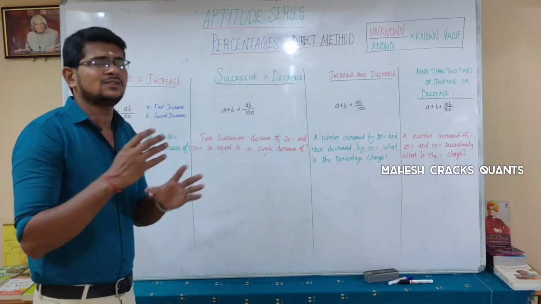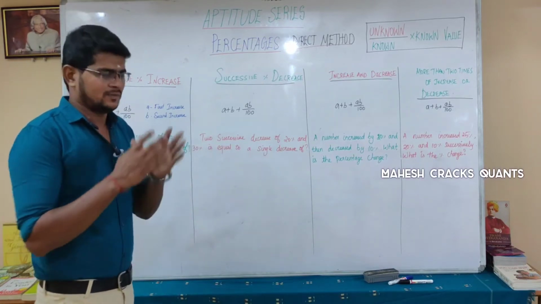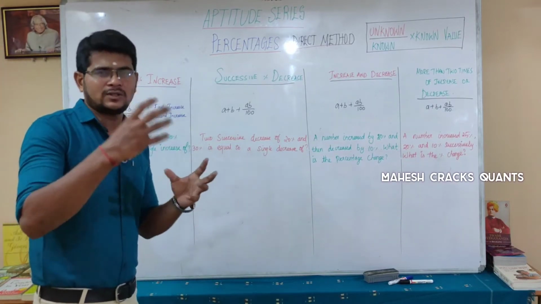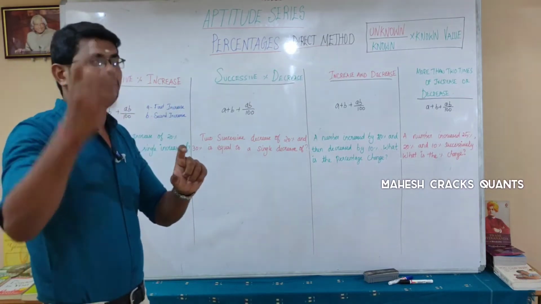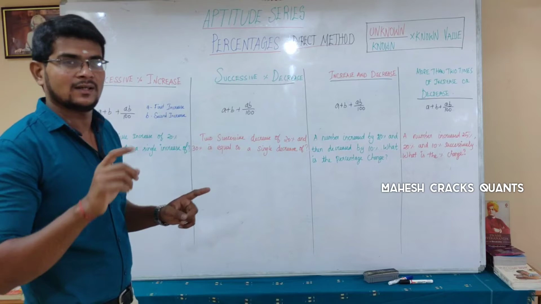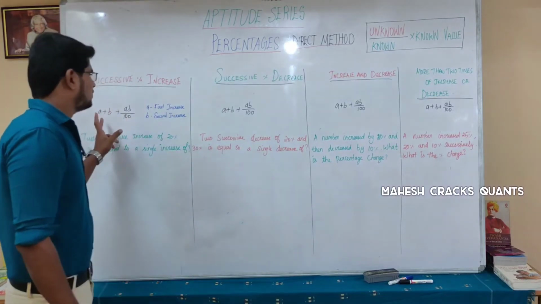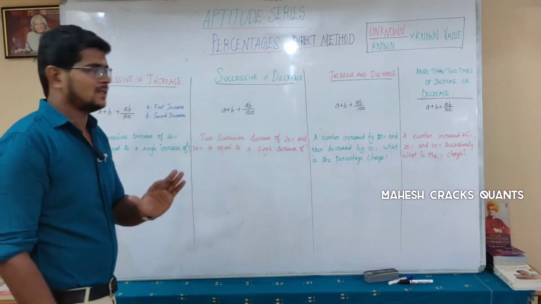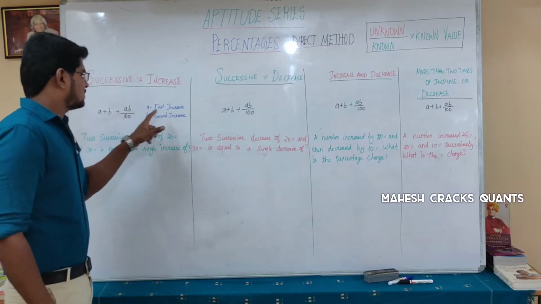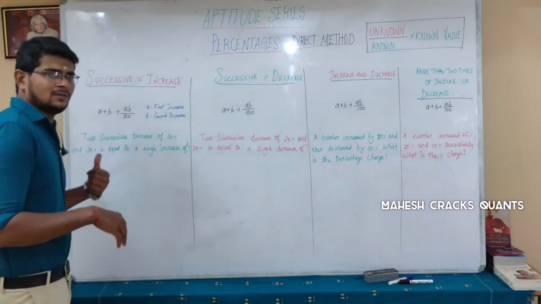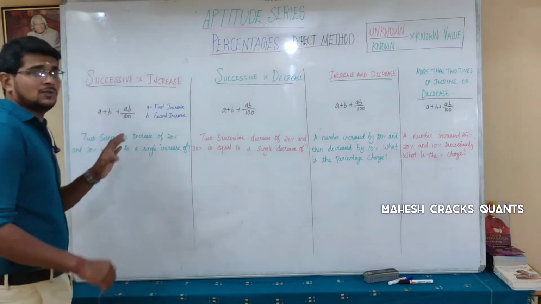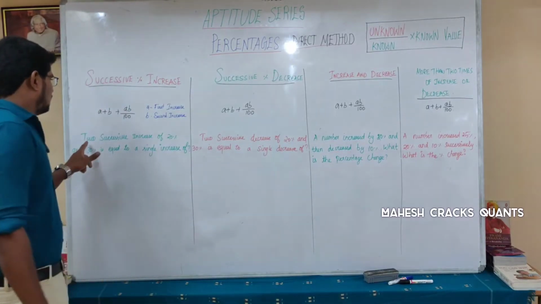Successive increase means you have to apply an increase twice. For the first 10% increase you have to calculate, and then you will get a value. From that value you have to increase by the next one. That will take a long time. That is why this formula will be used: a plus b plus ab by 100. A is the first increase, b is the second increase. As I already told you, let's get into the problem. How are we going to use this in the problem?